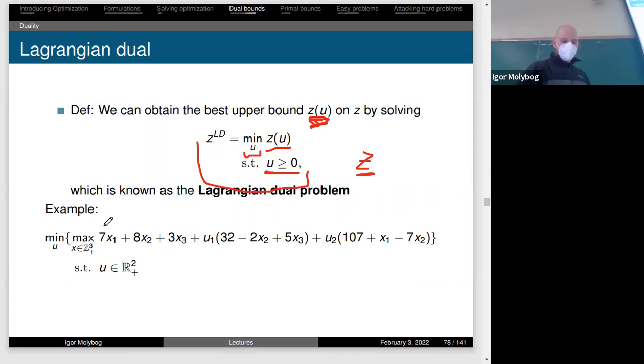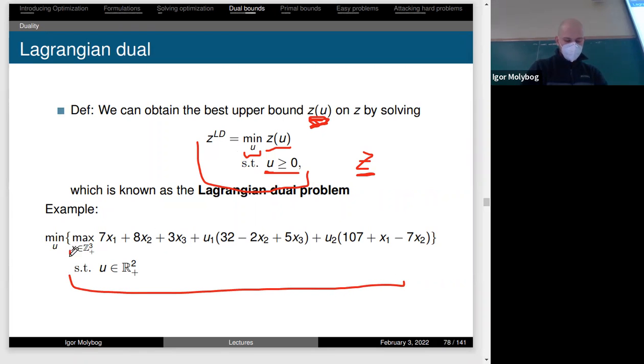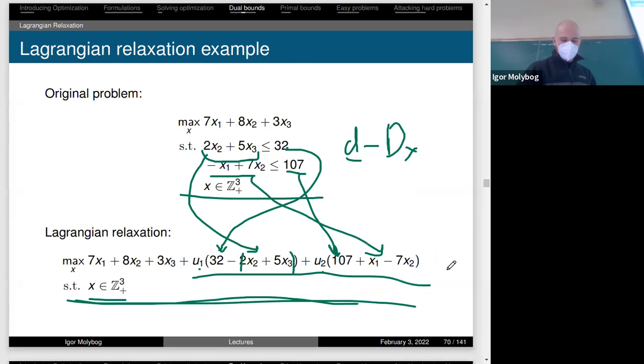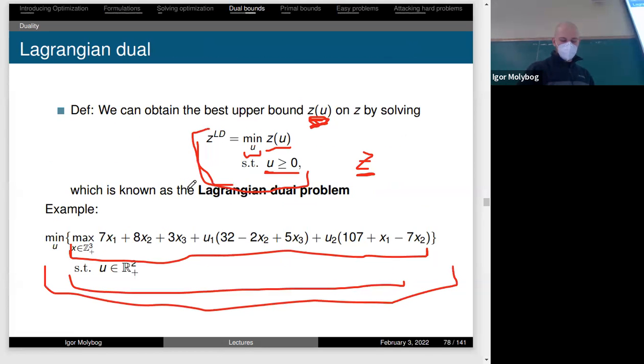For example, if you remember our example from constructing Lagrangian relaxation, we ended up with a problem of this form right here. Now we would need to just substitute it into this framework in order to obtain a problem of this form, which is going to be the Lagrangian dual of the original integer programming problem that we have been dealing with, this one. So the Lagrangian dual of this problem is in fact this one.